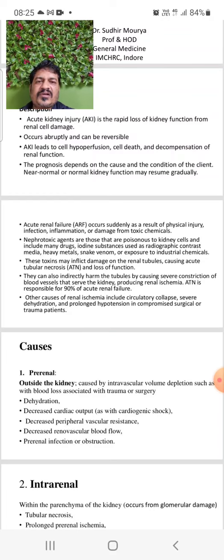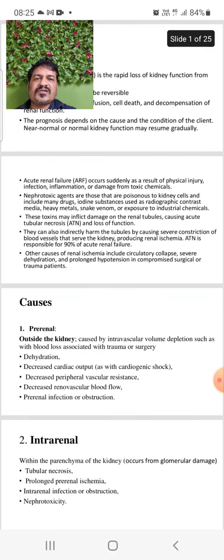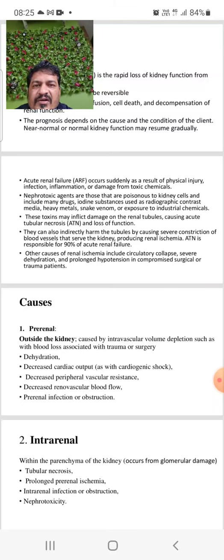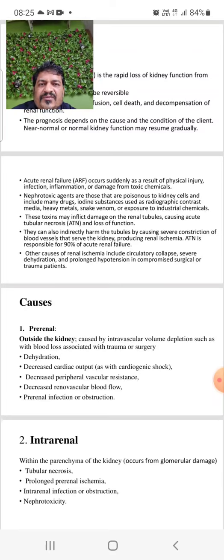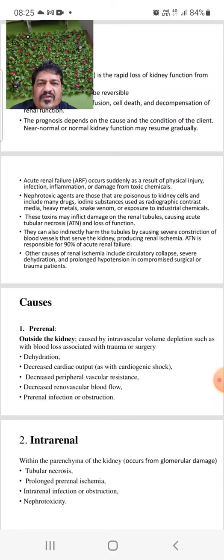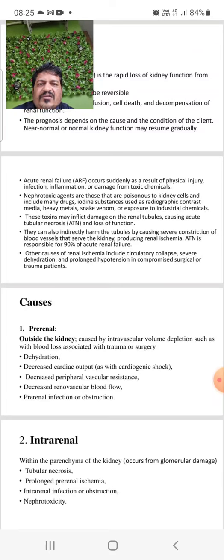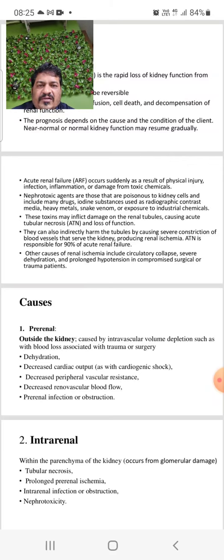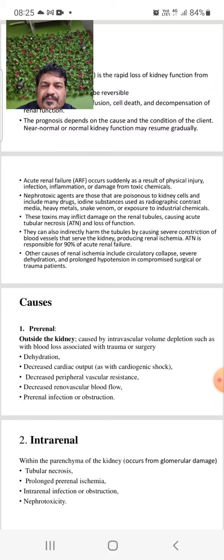They can also indirectly harm the tubules by causing severe constriction of the blood vessels that serve the kidney, producing renal ischemia. ATN is responsible for 90% of cases of acute renal failure. So it is very clear that acute tubular necrosis is the most common factor of acute kidney injury. Other causes of renal ischemia include circulatory collapse, severe dehydration, or prolonged hypotension in compromised surgical or trauma patients. These are also major causes.